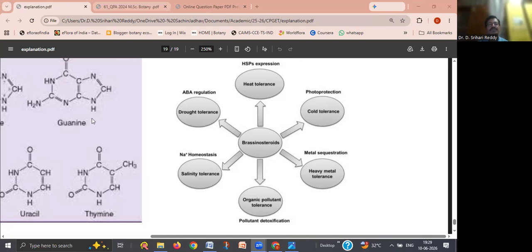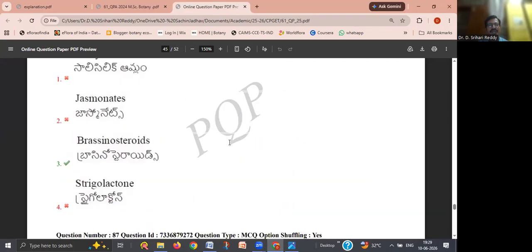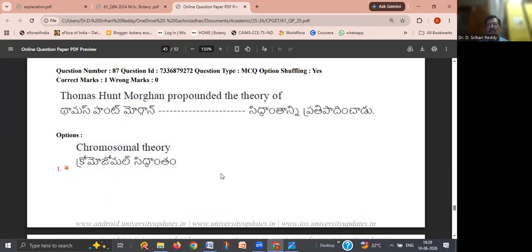And next, brassinosteroids, you should remember, are steroidal hormones. Thomas Hunt Morgan, T.H. Morgan, propounded the theory of... So he proposed a theory. What is that theory? Chromosomal theory. Who proposed the chromosomal theory?